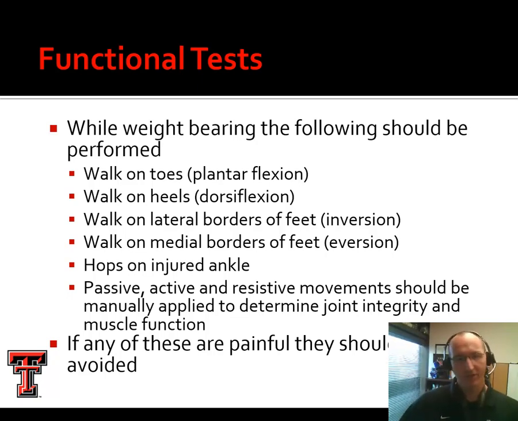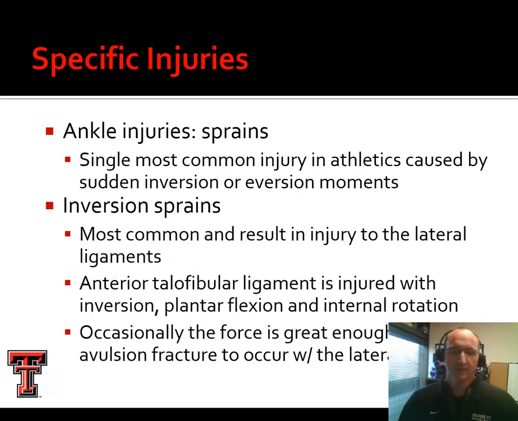We can also put them on a table, run them through passive, active, and resistive range of motion just to see how they're able to function there. And if we find pain with any of these, then we try to corroborate that evidence with our assessment, with our special tests that we've already done, with our history, with our observations, in order to determine what their condition is. So that leads us to specific injuries.